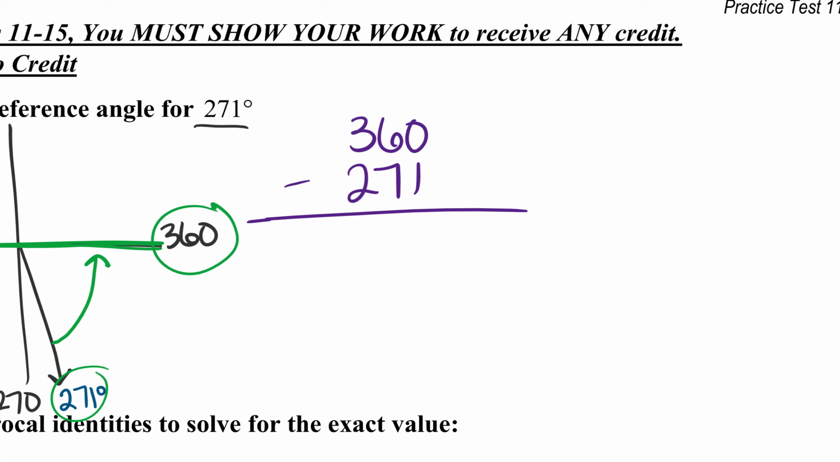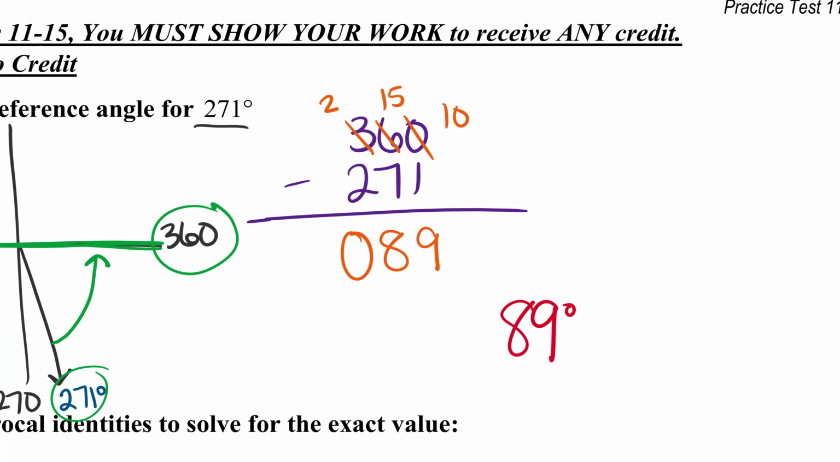and go from there. So that becomes 10, that's 15 and 2. 10 minus 1 is 9. 15 minus 7 is 8. 2 minus 2 is 0. So my answer, 89 degrees.